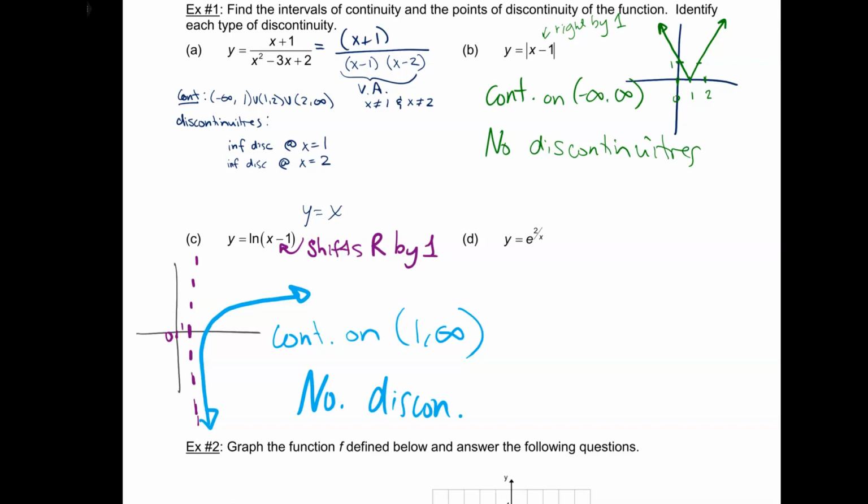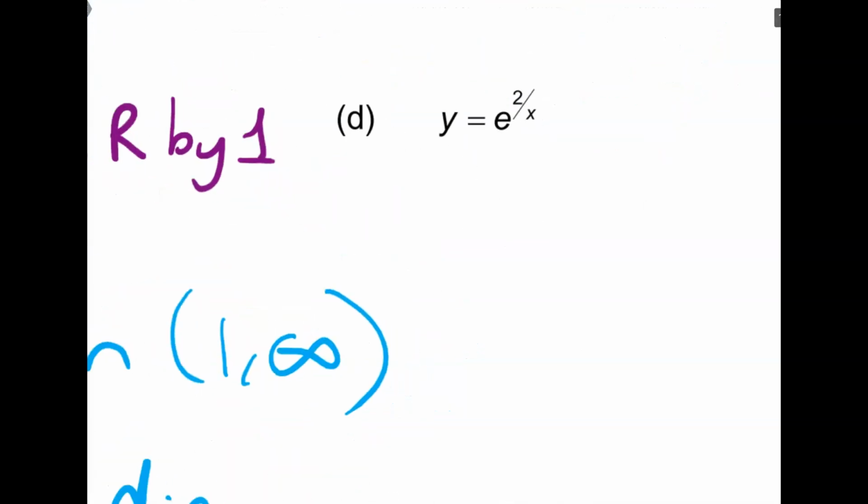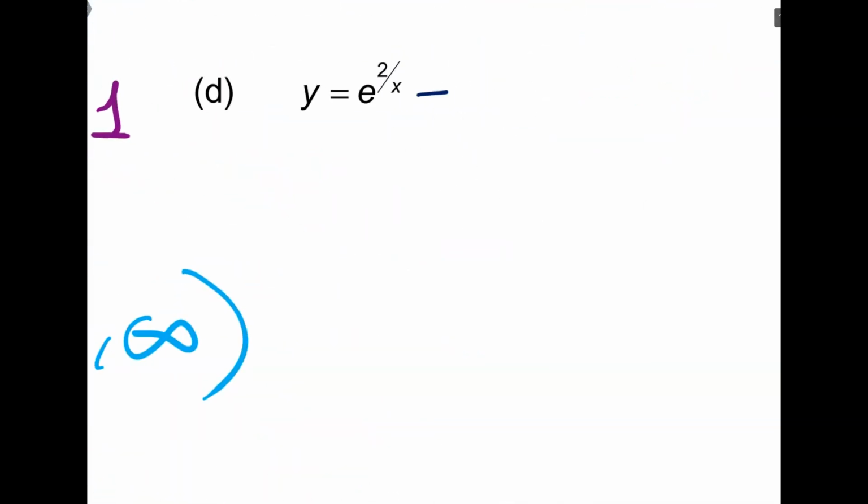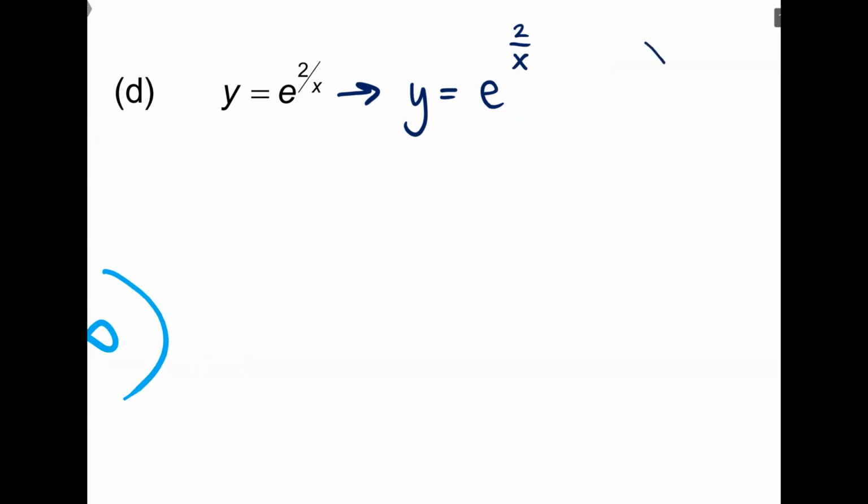Okay. And then D. Ooh, y equals e to the 2 over x. So I'm going to zoom in a little bit, just so I have enough space. I'll rewrite this just so we can see a little better. So y equals e to the 2 over x. Right away, we know we can't have the bottom of my fraction equal 0. So that means x cannot equal 0.